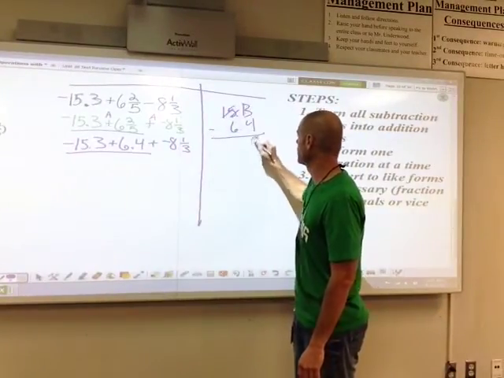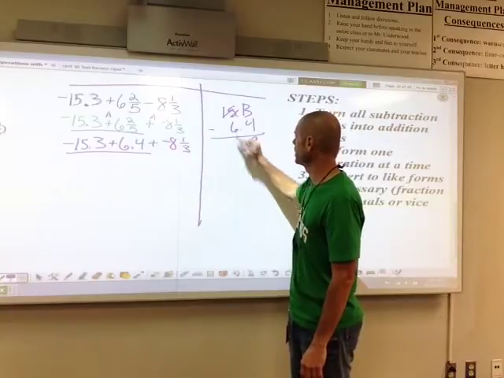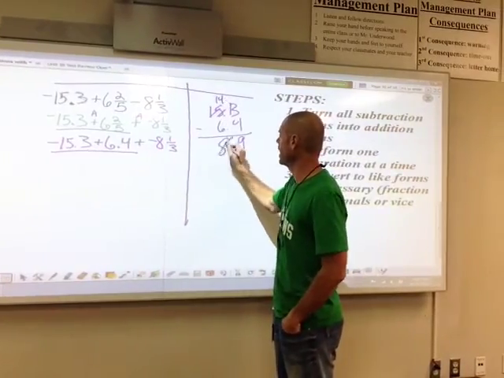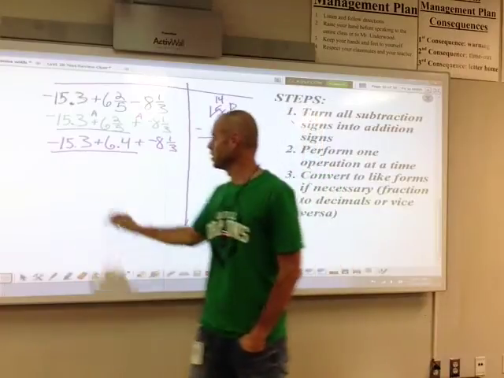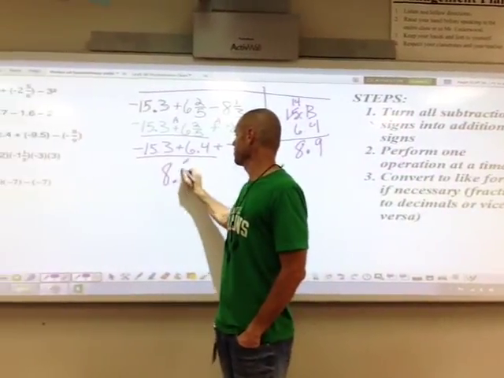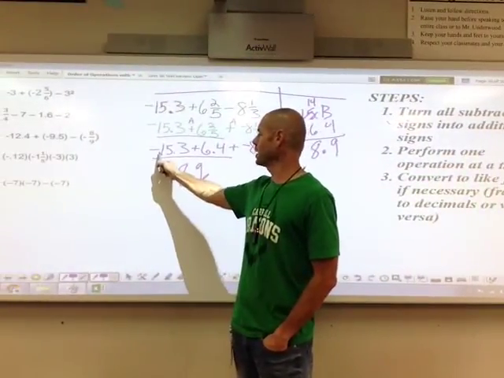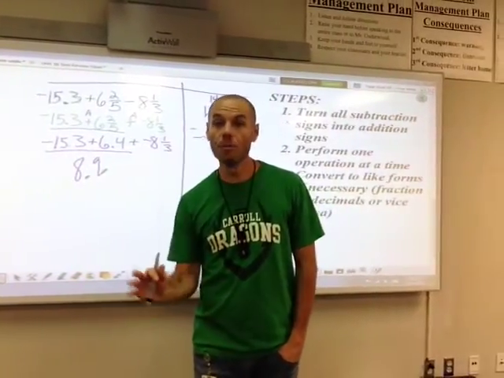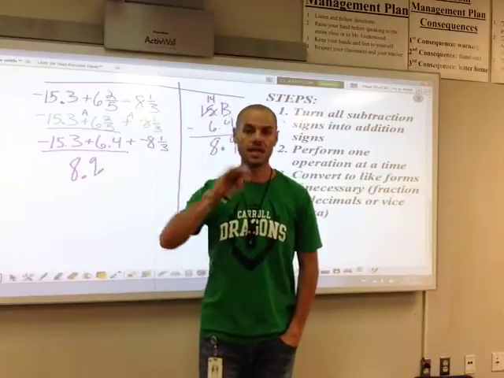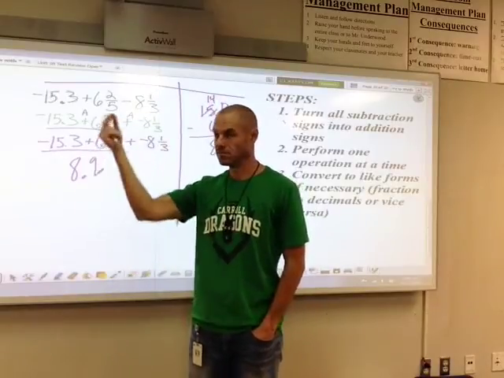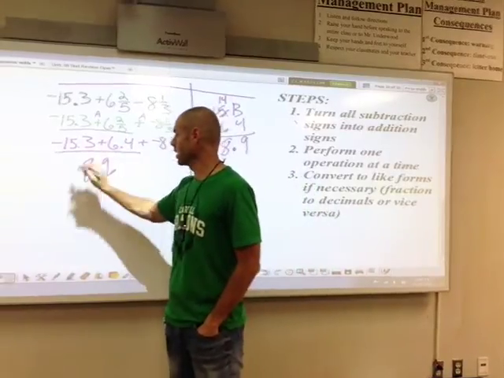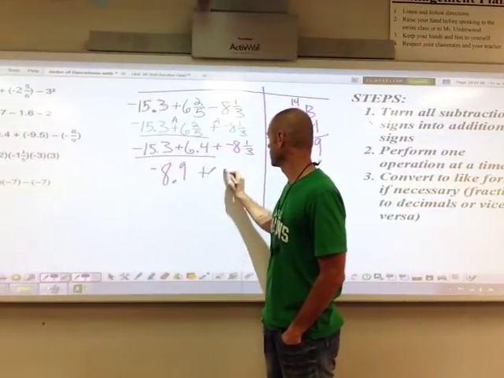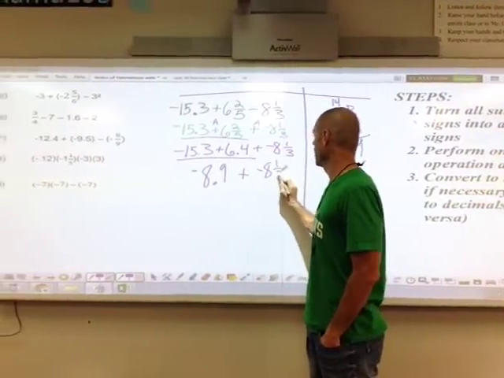I will borrow. This becomes a 9. Bring my decimal down. This right here is a 4. That becomes an 8, and that's going to be a 0. So my digits are 8.9. But remember, we take the sign of the larger absolute value, or whichever number is greater, and then put that sign, take that sign down to our next part of our problem. So we have negative 8.9 plus negative 8 1/3.